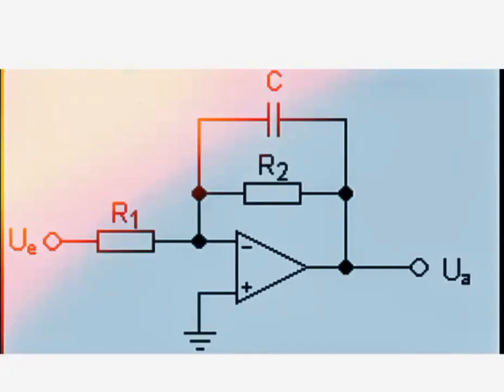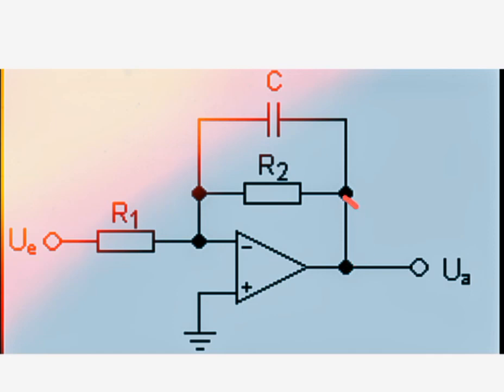Okay, so as you can see on the screen, we have this circuit that consists of a difference amplifier, or in other words, an operational amplifier. It has two input pins, negative and positive, and the third pin is the output. The positive pin is grounded and the negative pin receives an externally applied input signal by means of this resistor R1.